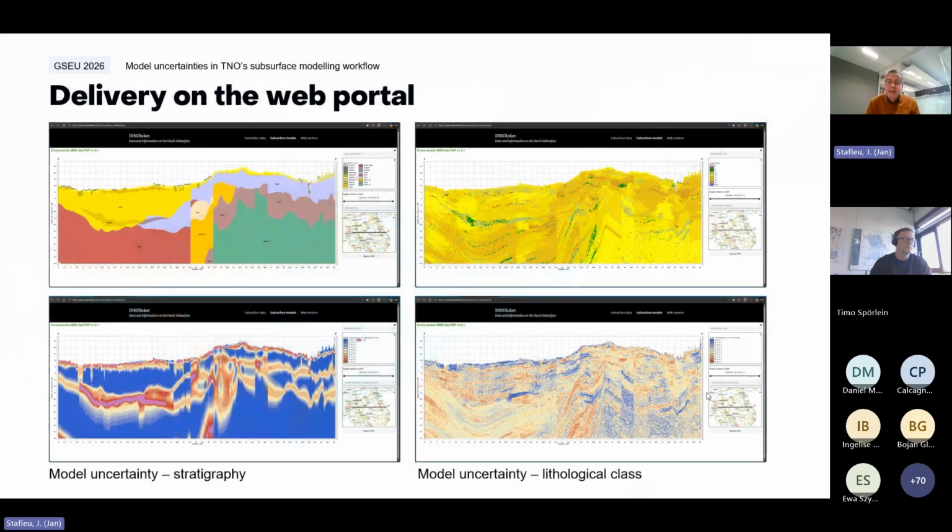So we've done that for the entire GeoTop model, and we've delivered that on our web portal, so users can see in a cross section the stratigraphical units and the associated model uncertainty of the stratigraphy, and they can also look at the lithological class, the most likely lithological class predicted by the model, and the associated model uncertainty.